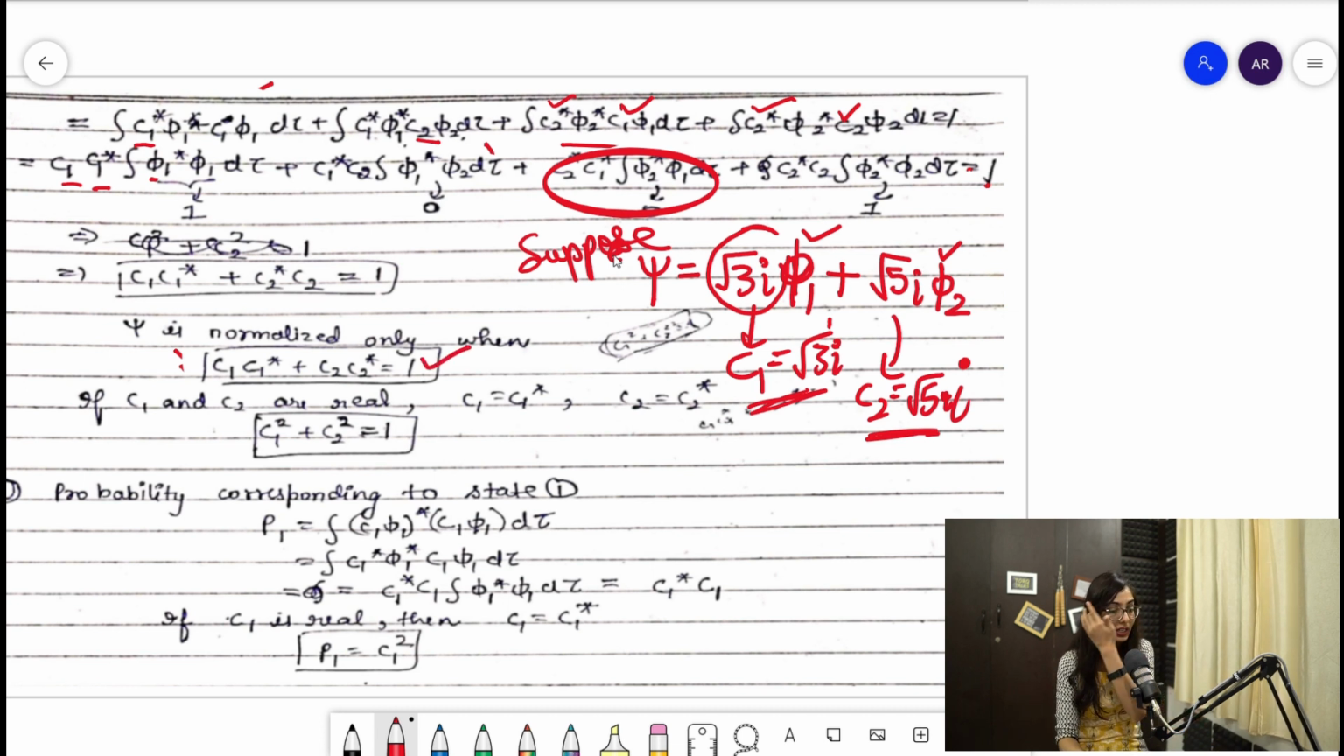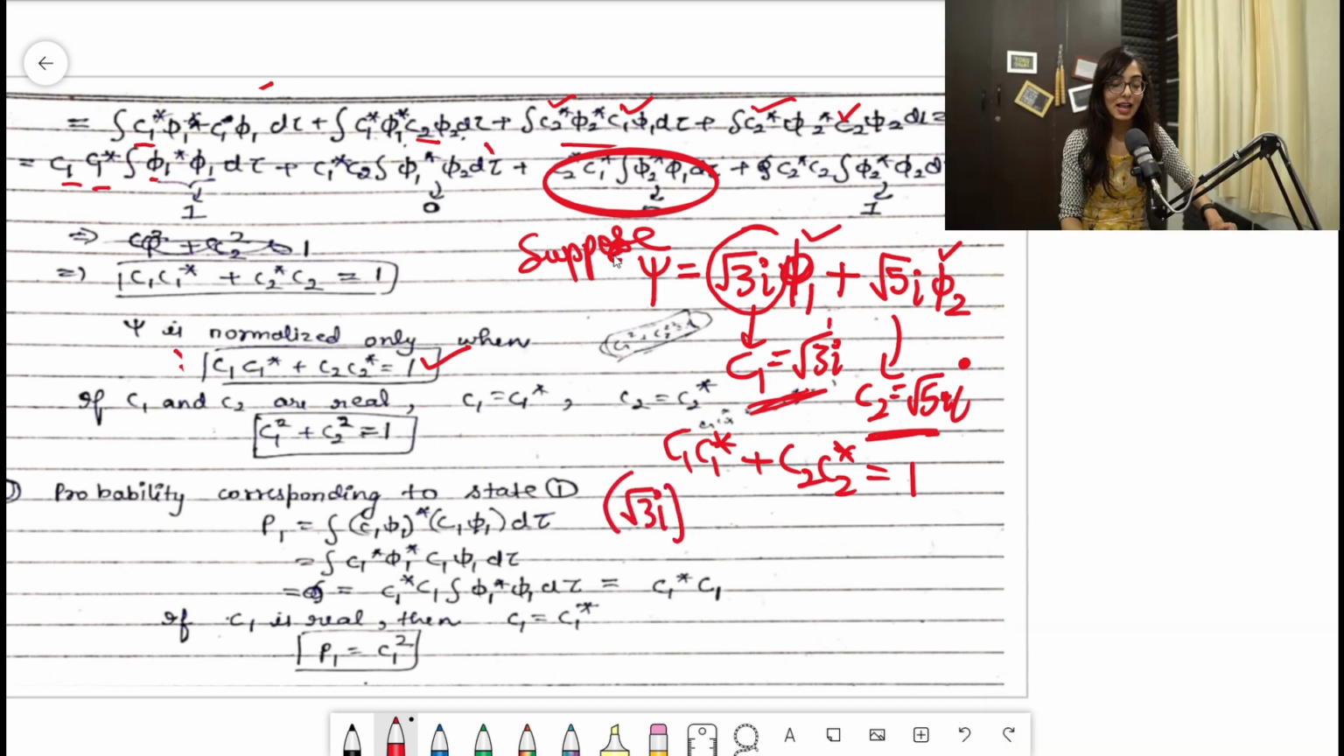Listen to me carefully. Whenever this C1 and this C2 come, you will always write C1 into C1 star plus C2 into C2 star is equal to 1. Clear? So you write C1 into C1 star plus C2 into C2 star, that should be equal to 1. Clear? So this C1 means root 3i.